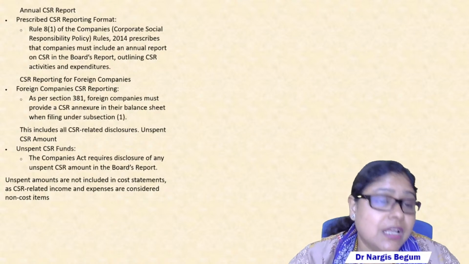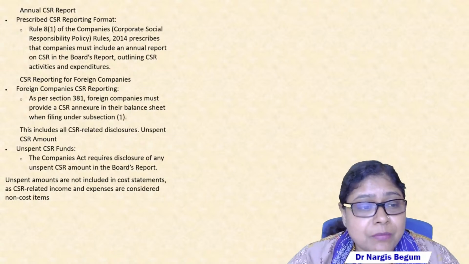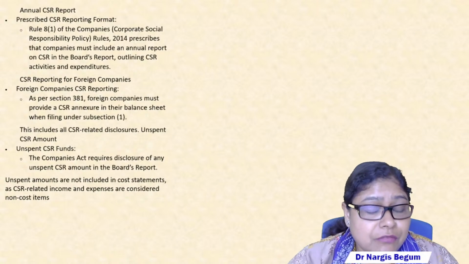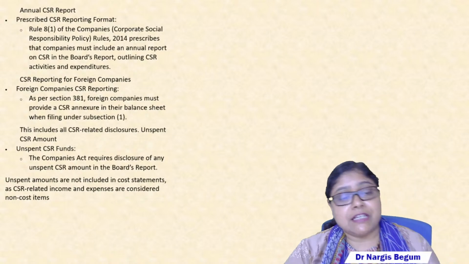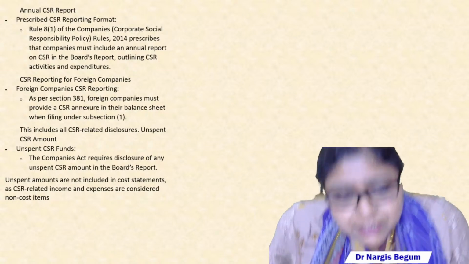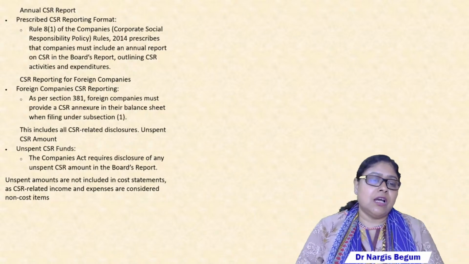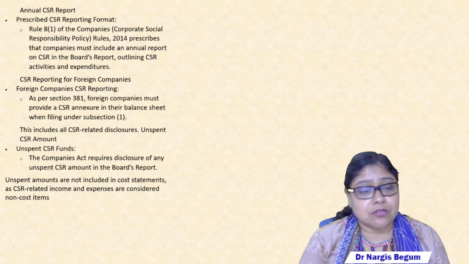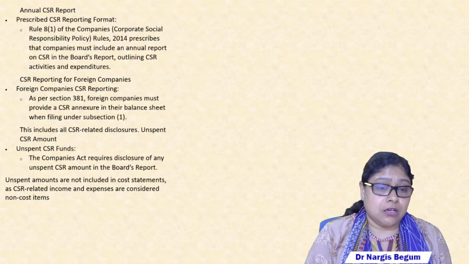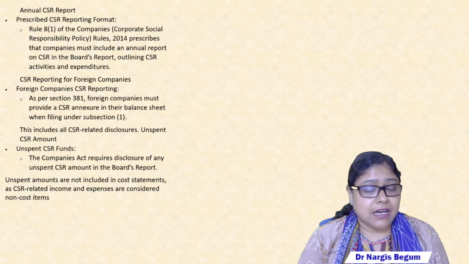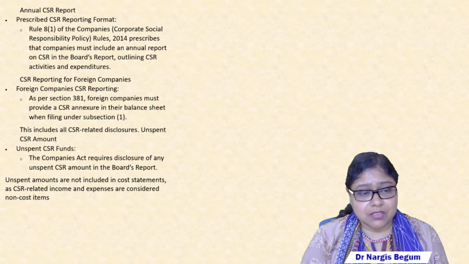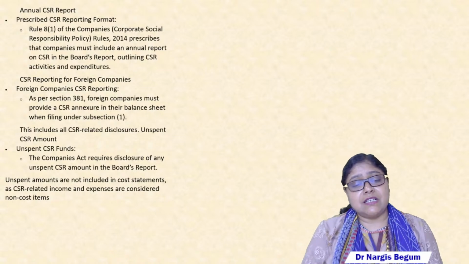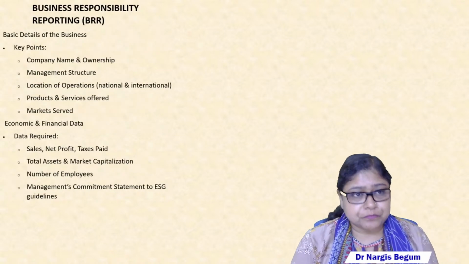As per section 381, foreign companies must provide a CSR annexure in their balance sheet when filing under section 1. So it also includes the CSR related disclosures and the unspent amount. When we are talking about the unspent amount, the Companies Act requires disclosure of any unspent amount in the board report, and the unspent amounts are not included in the cost statement, as CSR related income and expenses are considered non-cost items.